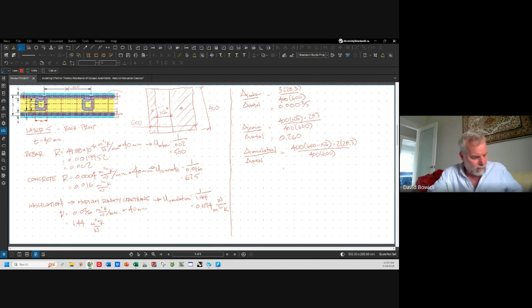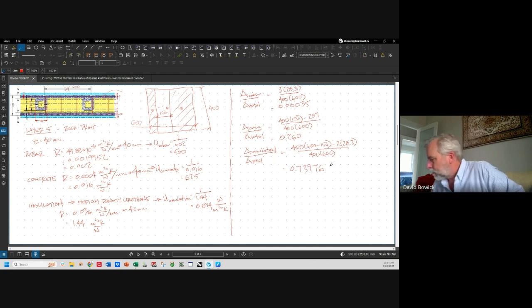Okay, A insulation over A total is where we were. And it looks like I calculated 0.73976. And if we add that up, plus 0.26 plus 0.00035, that should equal 100%, and it does.